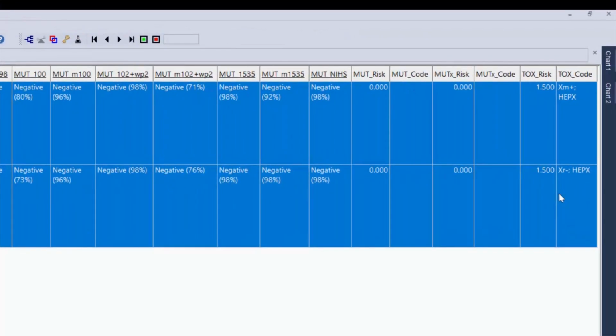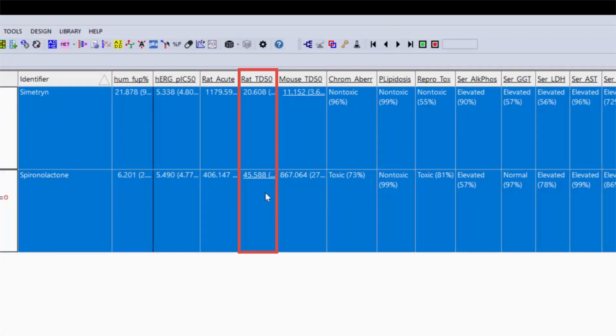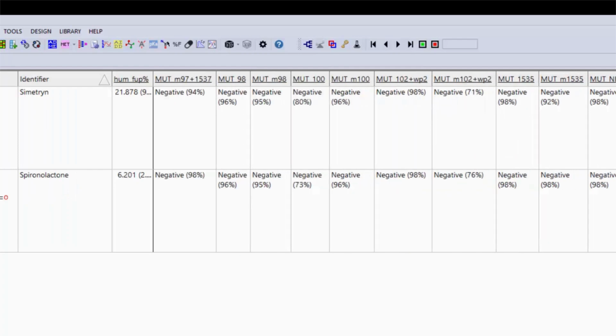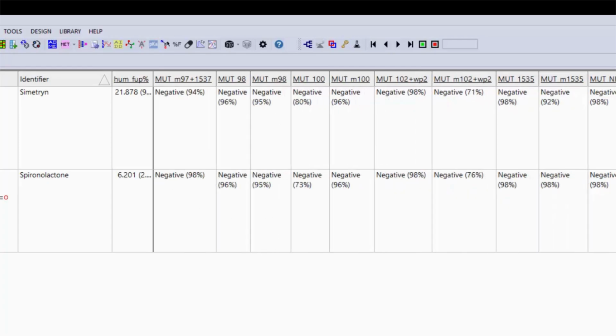Then for this compound here, the rat TD50 is out of scope. You see it's underlined in red, so that's out of scope. But it's above the cutoff. For rat TD50, 2.5 to 5, it's above 5. So it normally wouldn't have a penalty, but since it's out of scope, we're going to give it a 0.5 penalty for that particular molecule.